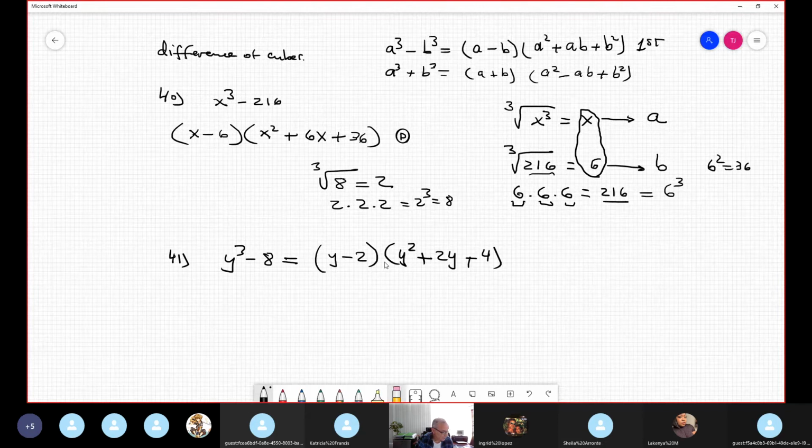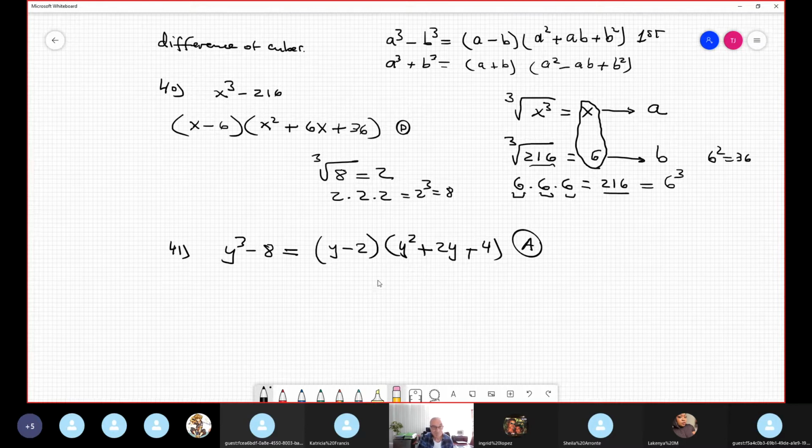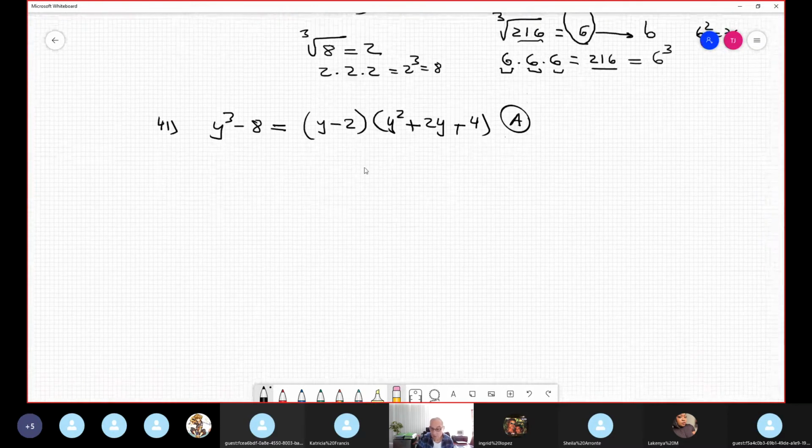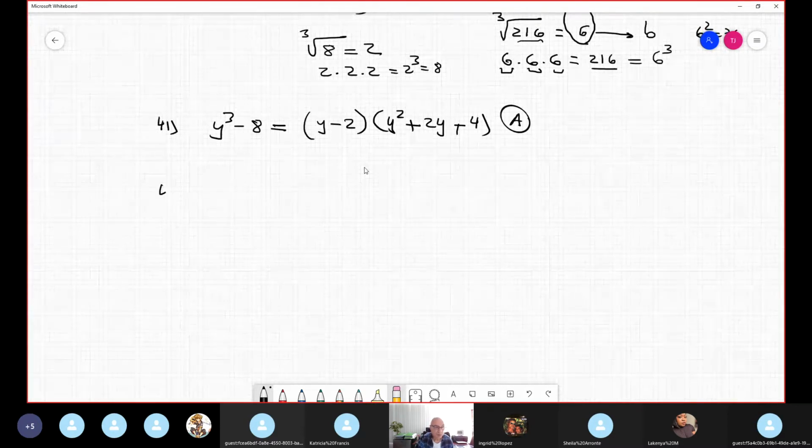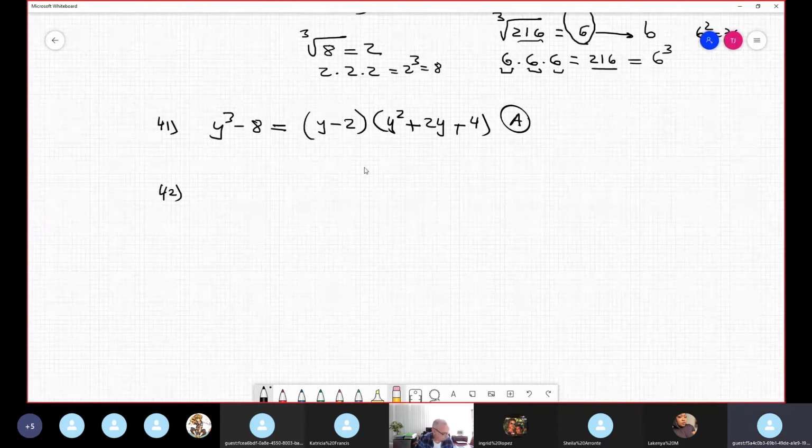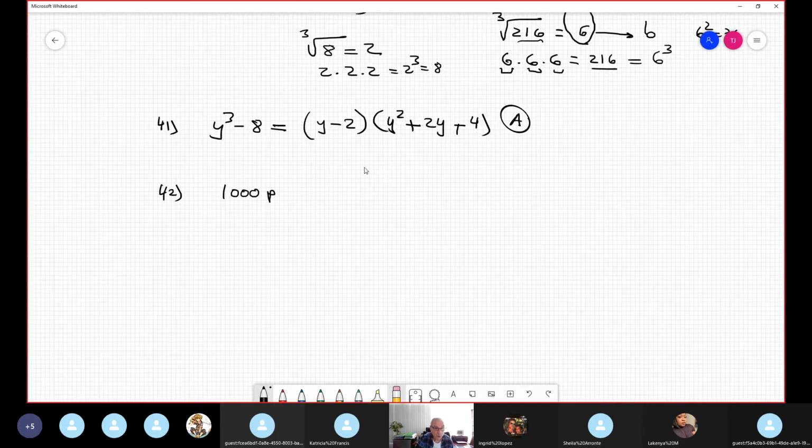And the option is A. You correct me if I make a mistake in the selection because I don't see very well. Everyone follow me? Super complicated or super easy? Easy. 1000p cubic minus 1. Oh, it's a difference of cubic again.